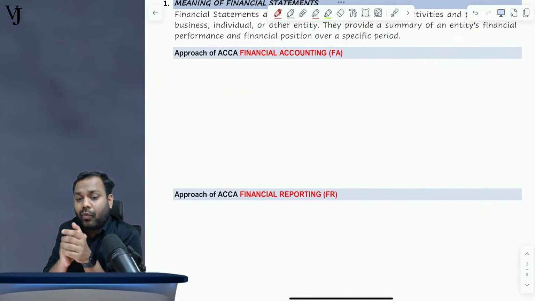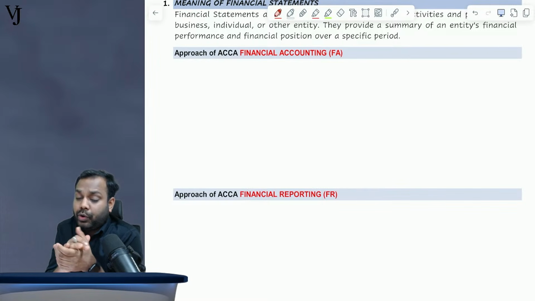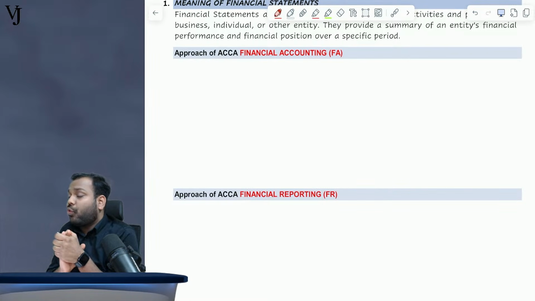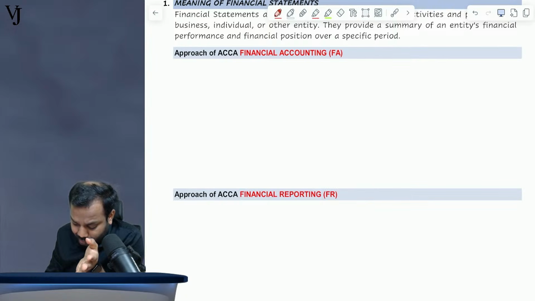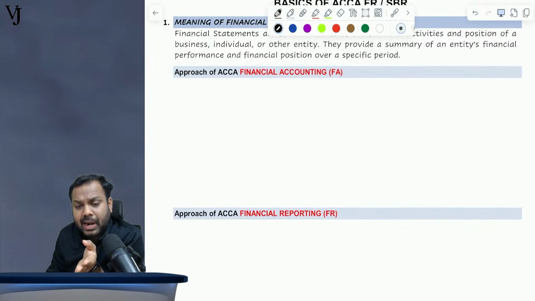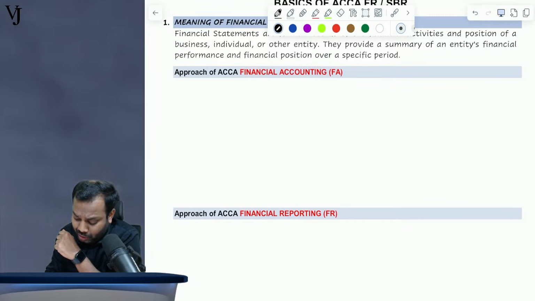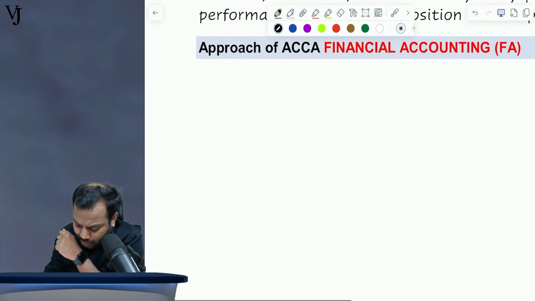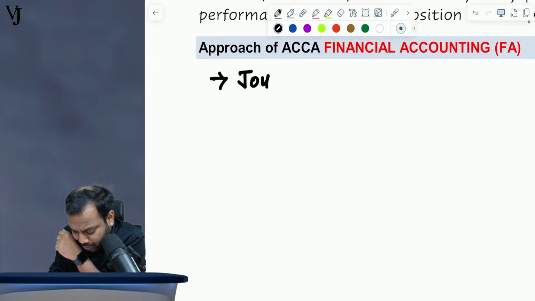Now understand what is expected of you at FR level and what is expected of you at SBR level. Let us understand that. I will start with FA. At FA level, what is expected of you is that you need to understand how to pass journal entries.